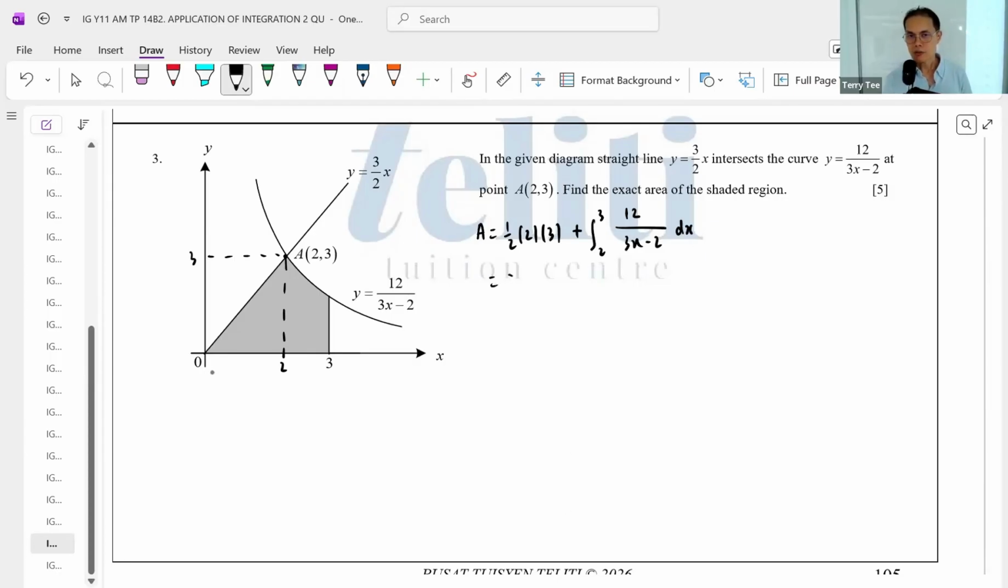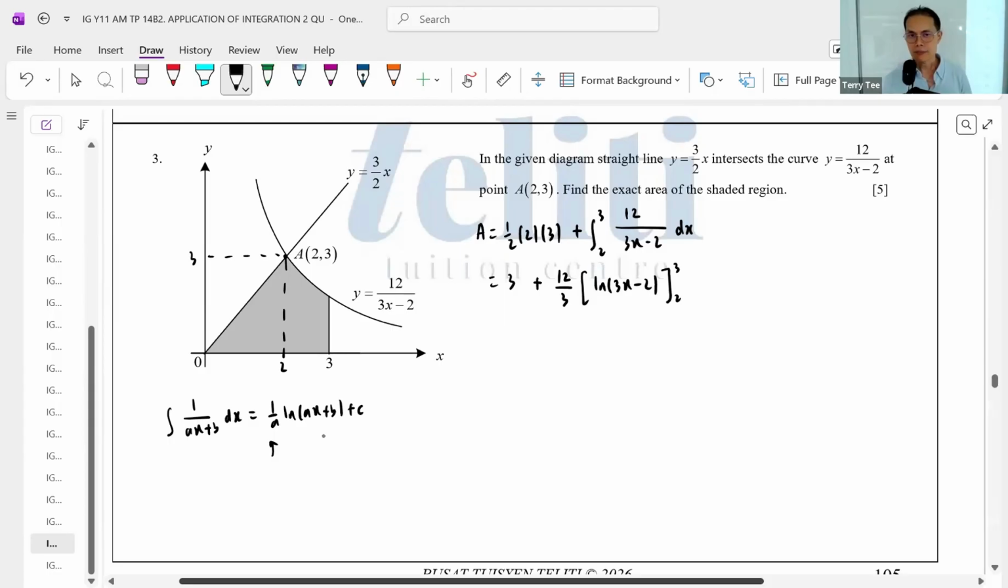The first one is going to give us 3. Second one, going to use ln. Remember, integration of 1 over ax plus b dx will give us 1 over a ln ax plus b. Remember this formula? So we're going to divide by a. So we write this as positive 12. I take it out, divide by 3 of ln 3x minus 2, lower limit 2, upper limit 3.